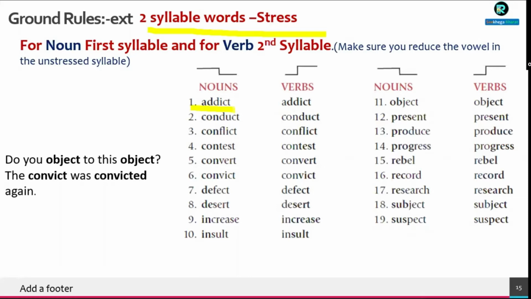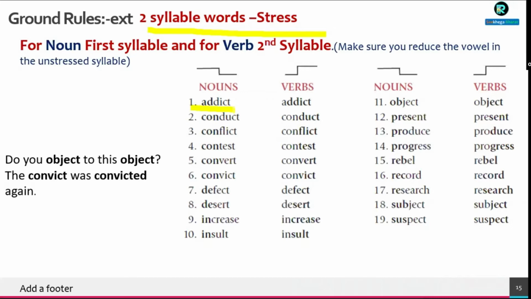The first one we need to raise the stress, addict, and the verb will be the next one, with the sound on the second part, addict and addict. So this is noun and the verb. Yes, you are right, but your sound should show the difference. You got the concept, but I could not hear the difference.